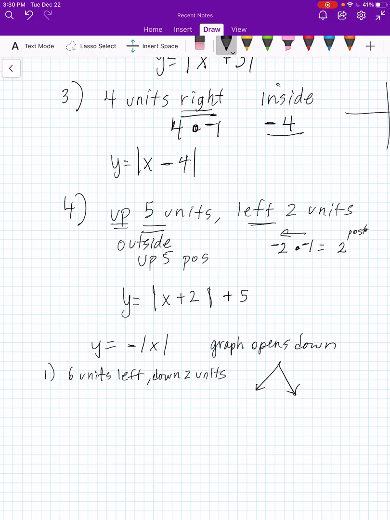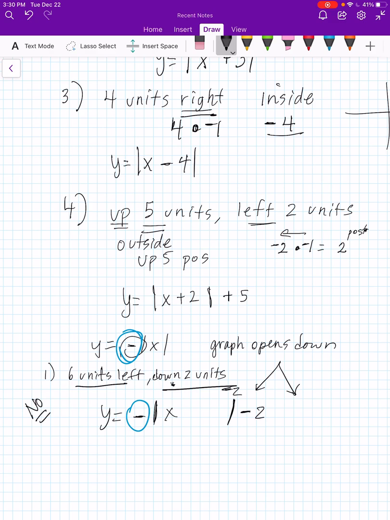I want to point out, does this negative change anything with the numbers that you're doing there? And the answer is no. All that negative does is just transfers down to this, and you still do the same thing. So you just write that negative, just transfers down, that's it. And then you do everything else the same. So outside, up or down. So here's down, down 2, so that'd be -2. So that's gonna go outside, -2.